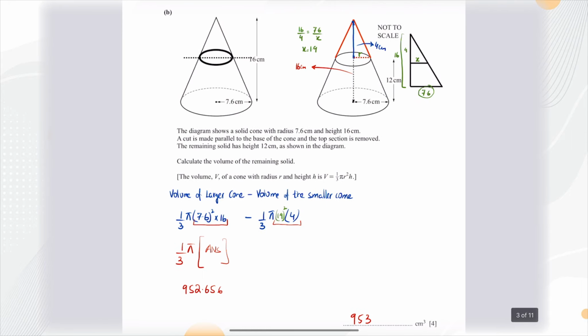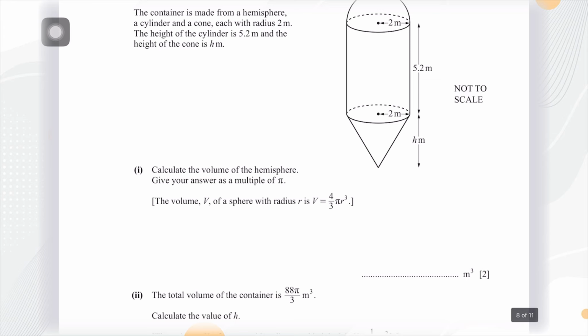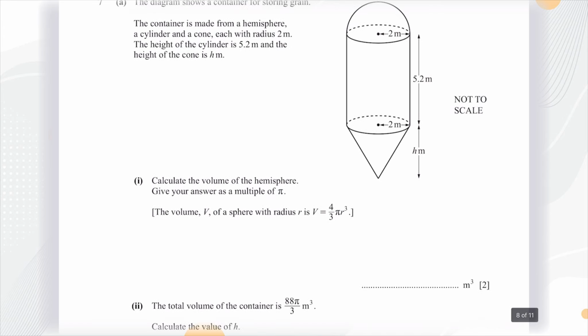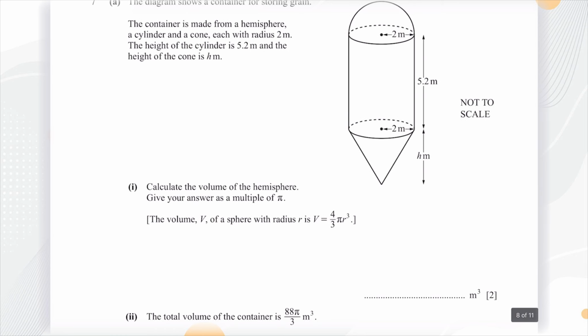Now any questions? If there's anything that's not clear, feel free to ask, because I'm about to give you guys a question to solve on your own. So let's see what this question says. By the way, this question is from October-November 2021, so fairly recent. It says here, the diagram shows a container for storing grain.